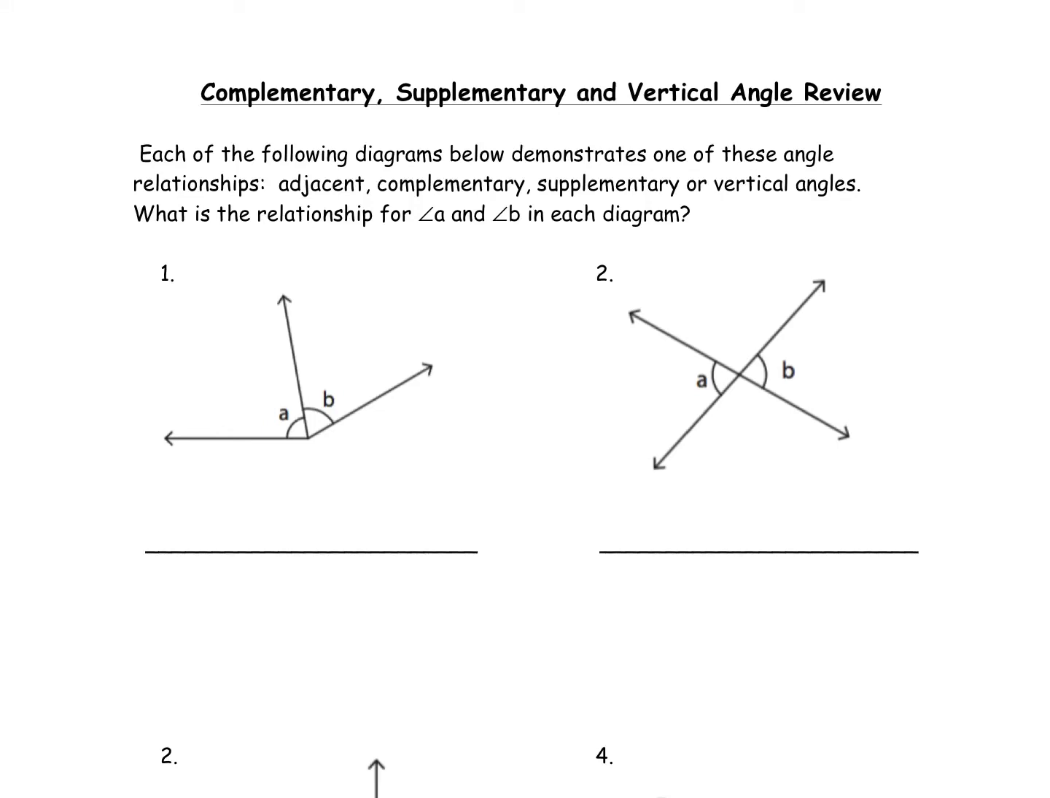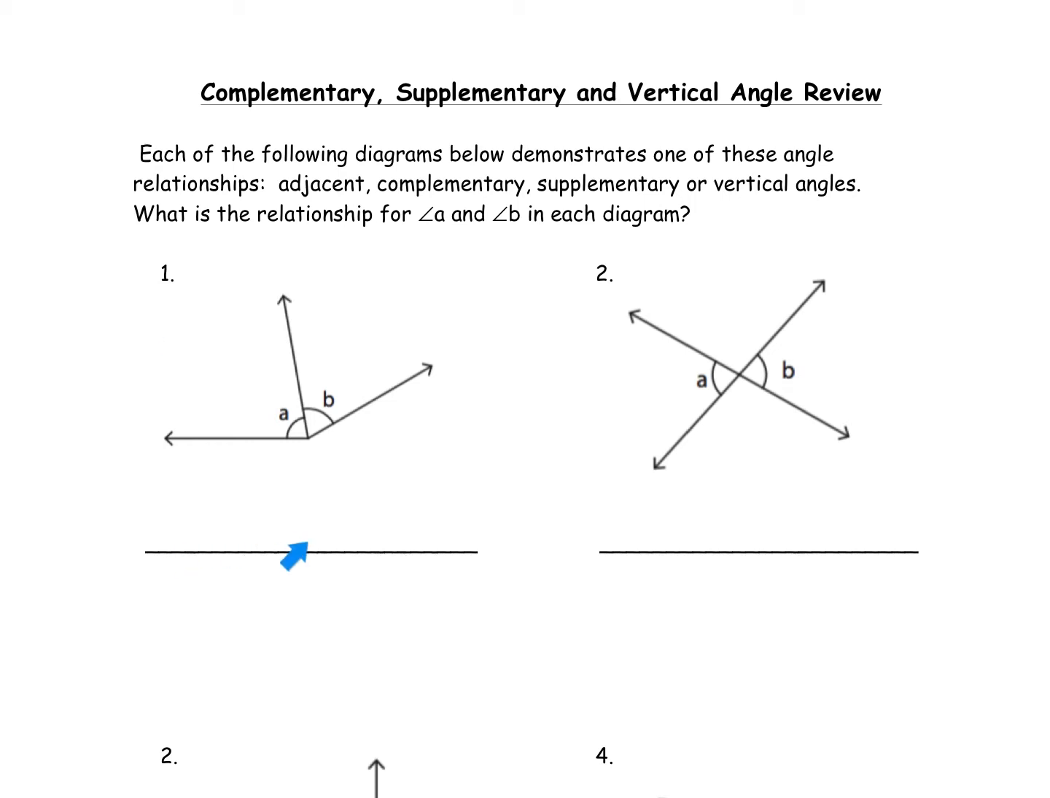Hello, in this lesson we're going to review complementary, supplementary, and vertical angles. Each of the following diagrams below demonstrates one of these angle relationships: adjacent, complementary, supplementary, or vertical angles. What is the relationship for angle A and angle B in each diagram?